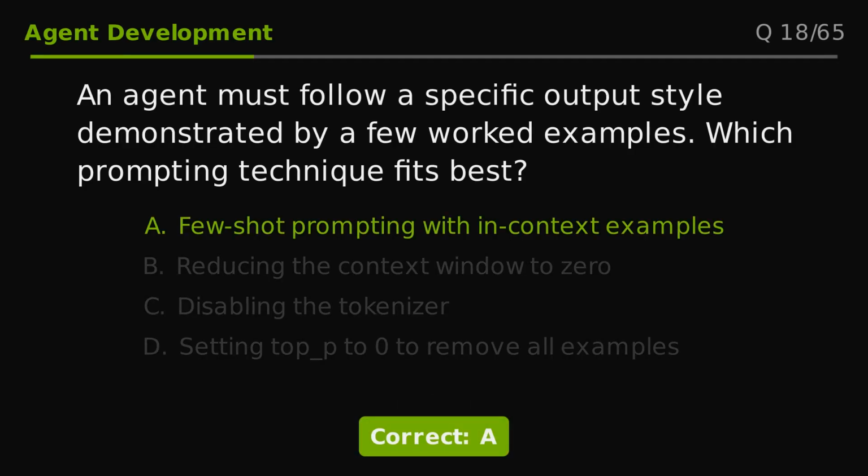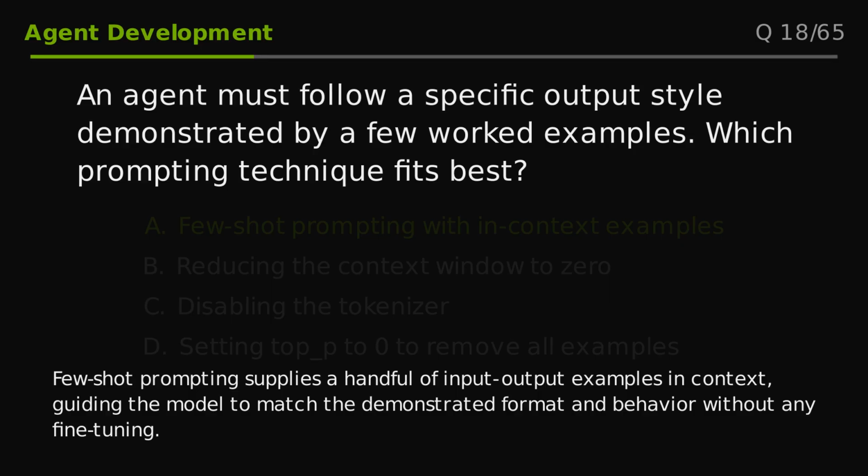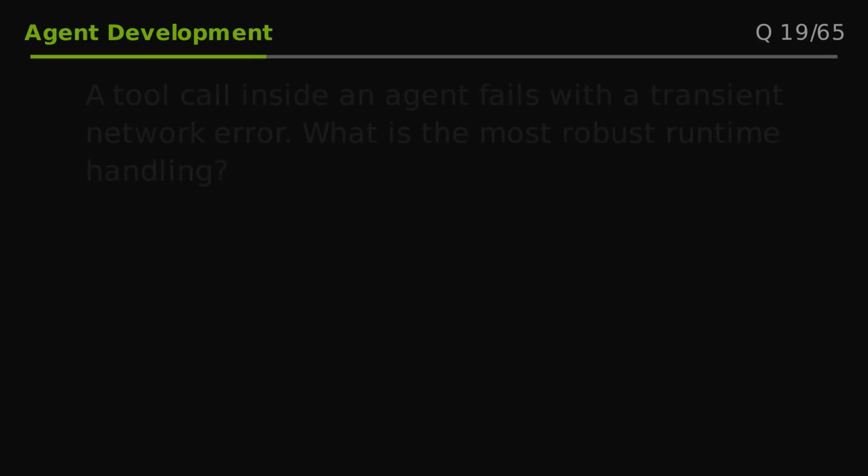The correct answer is A. Two-shot prompting supplies a handful of input-output examples in context, guiding the model to match the demonstrated format and behavior without any fine-tuning.